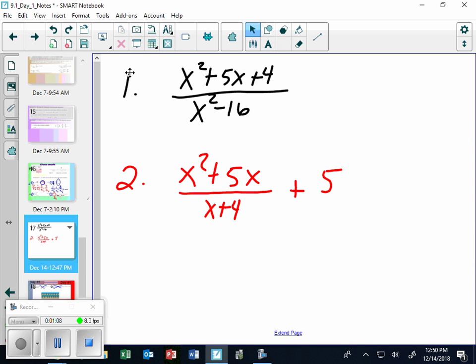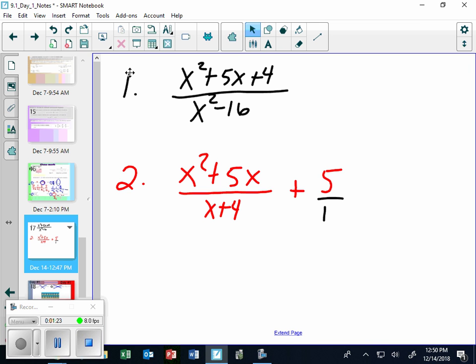Plus 5. How the heck are you supposed to add that? They don't have a common what? Denominator. So figure out how to make it so they have a common denominator. Hint, first of all, just give it a denominator of what? 1. And then figure out what to do. Don't say it. Figure it out with your partner.